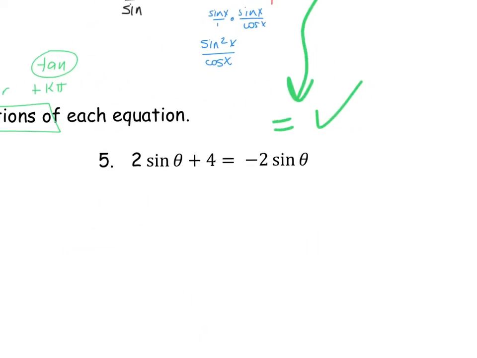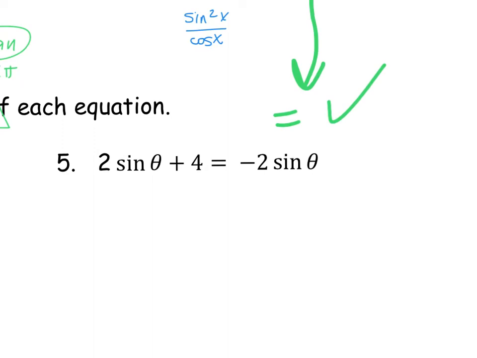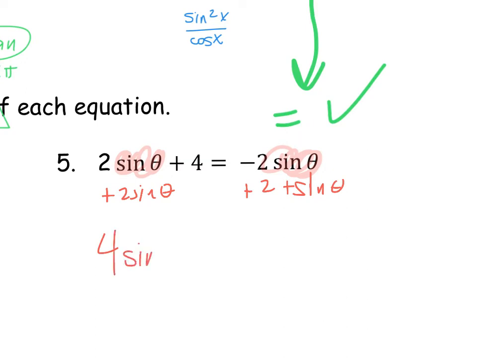All right, let's look at the next one. Similar question to one that we had in our notes. I have sine on this side and sine on this side. When we solve an equation, guys, we want all of our like terms on the same side, correct? So what am I going to do? Add 2 sine to both sides. So I have 4 sine of theta plus 4 equals 0.